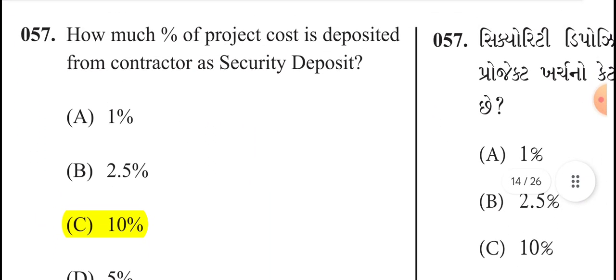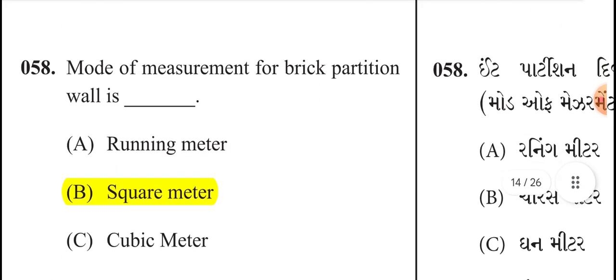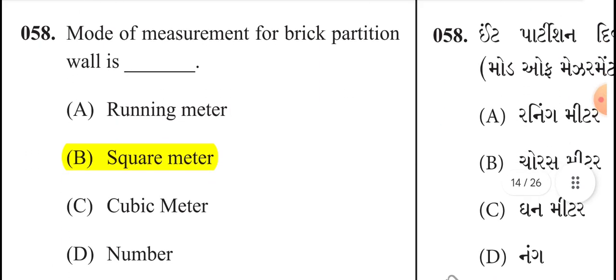How much percentage of a project cost is deposited from the contractor as a security deposit? 10%. Mode of measurement for brick partition wall: always square meter for a brick partition wall.